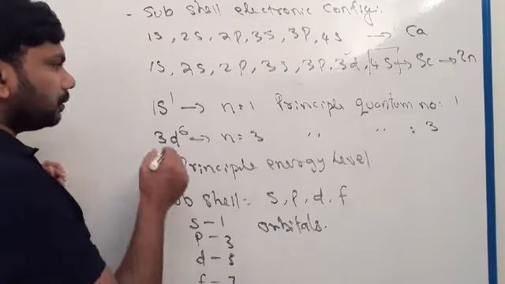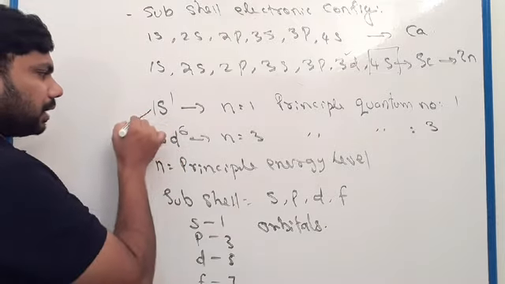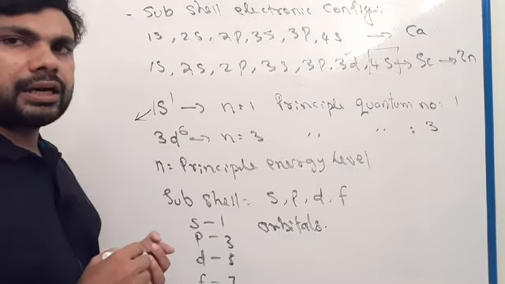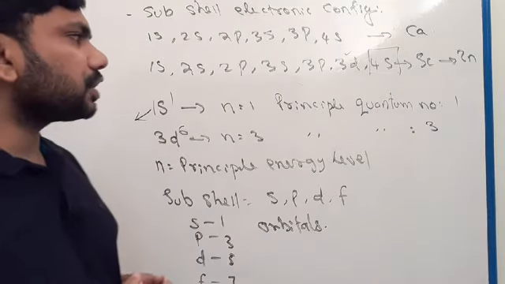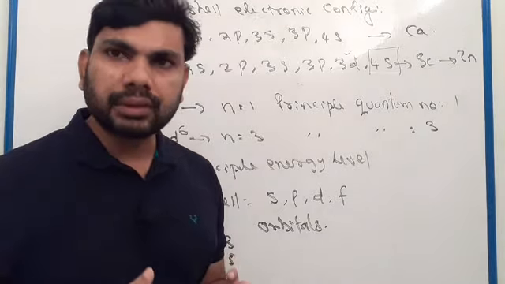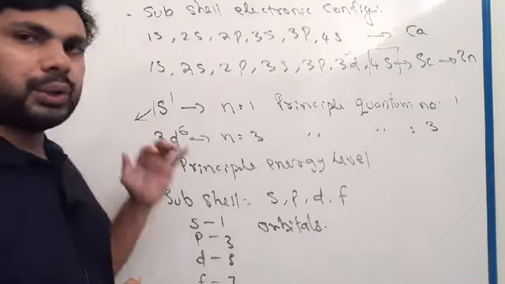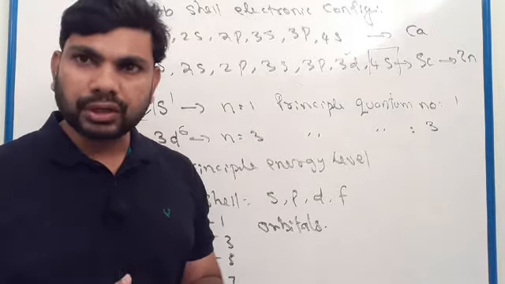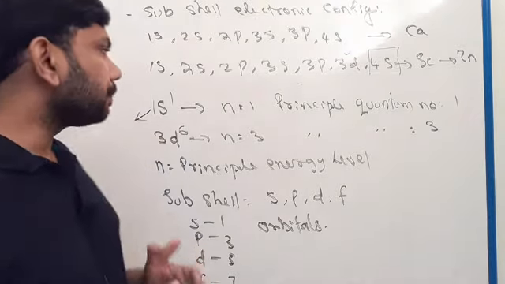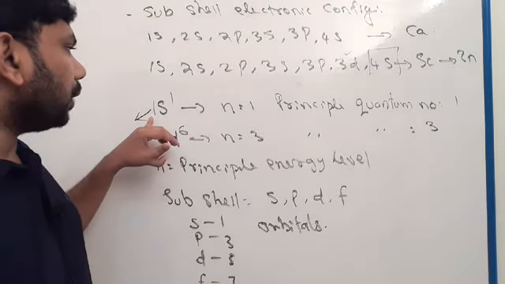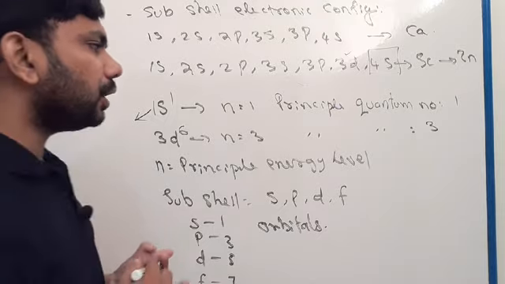Here 1s1. Here this 1 represents the principal energy shell, or principal quantum number. Here n is equal to 1. We know there are 4 different types of quantum numbers. Here 1 represents the principal quantum number.